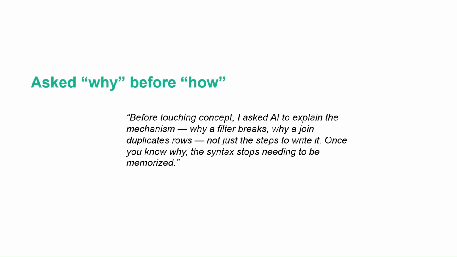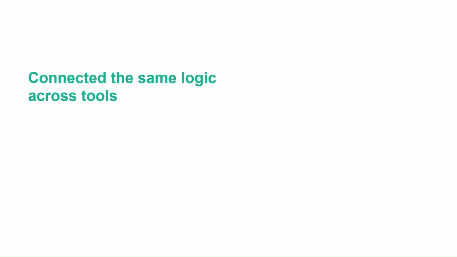The second principle is ask why before how, which means before you even touch the concept, I have to ask AI to explain the mechanism. Why does the filter break? Why does a join in SQL duplicate rows? It is not just a step to write it, but once you know why, the syntax stops needing to be memorized. Eventually, once you know why something is happening, you will have better clarity on the logical part of the concept.